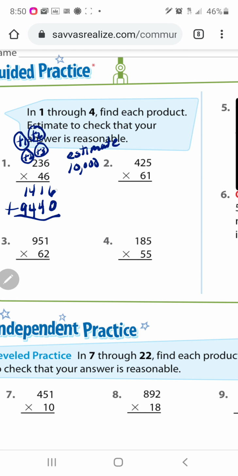Add your two partial products. 6 plus nothing is 6. 4 plus 1 is 5. 4 plus 4 is 8. And 9 plus 1 is 10. So there's your actual result, and this is your estimate. It says estimate to check that your answer is reasonable, where our estimate is 10,000 and our actual answer or product is 10,856. So is this reasonable? Well, the answer is yes, because they're close. All right. Let's move on to number 2.